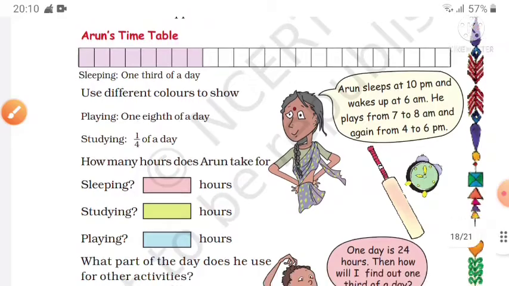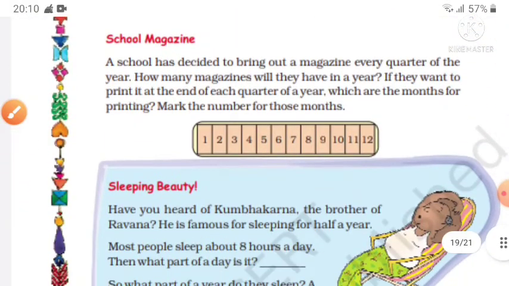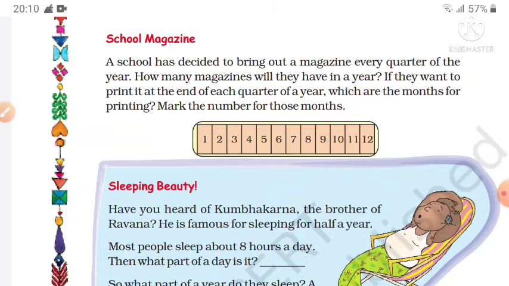Okay, now it is the school magazine. A school has decided to bring out a magazine every quarter of the year. How many magazines will they have in a year? If they want to print it at the end of each quarter of a year, which are the months of printing?